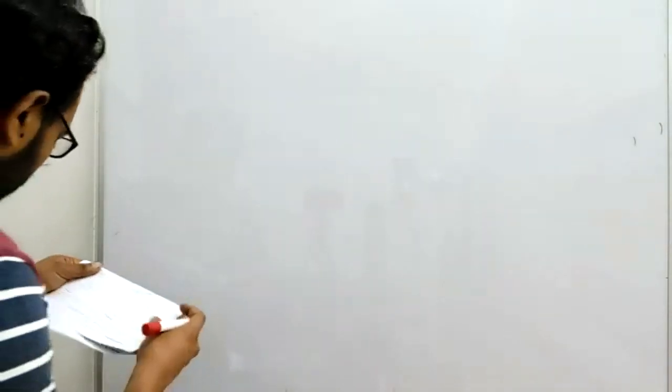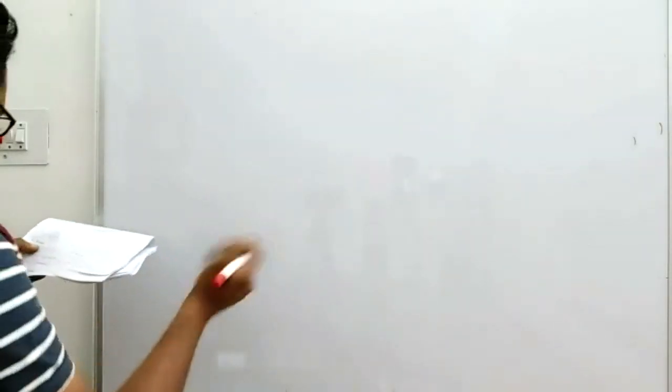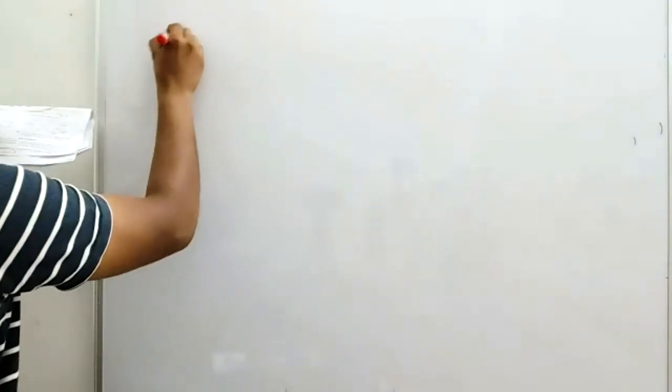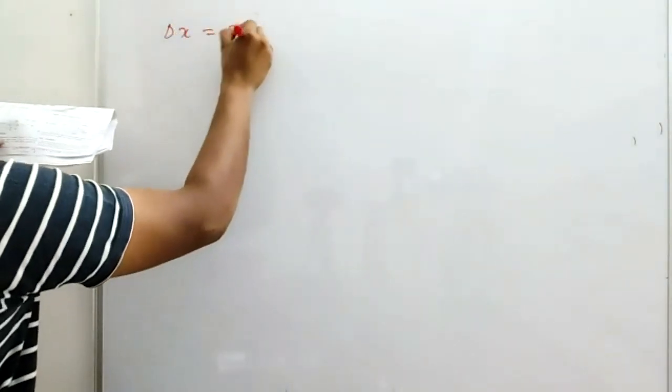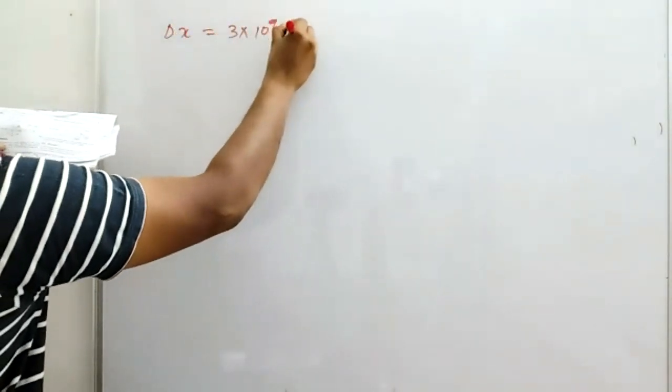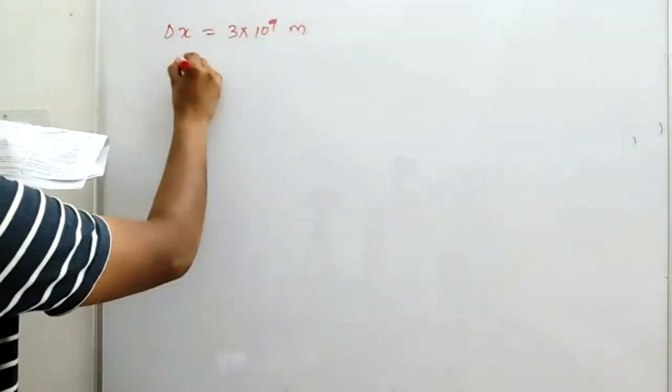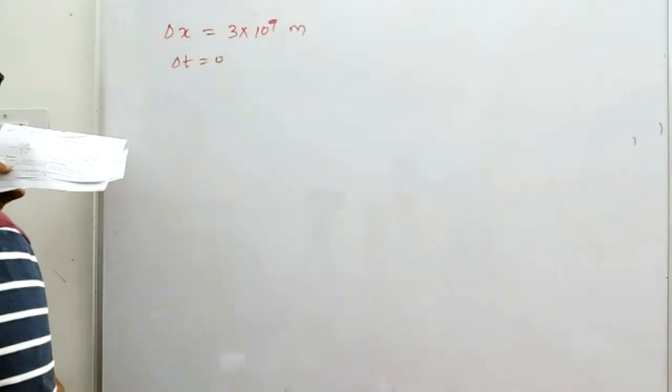Okay, let's do another one. This also, I think, was asked. Such questions are being asked on this. Okay, two events separated by a spatial distance. I'll just write it down. Delta x equal to 3 into 10 raised to 9 meter are simultaneous in one inertial frame. Okay, so delta t is equal to 0, simultaneous in one inertial frame.